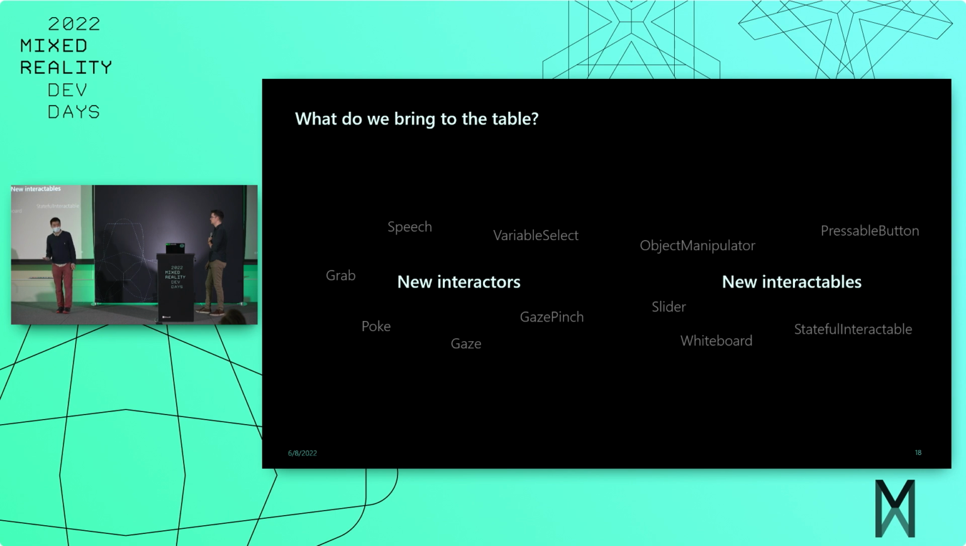Other new interactors that we've created are interactors that have an idea of variable selectedness. So you can do a half pinch, kind of like a half button press. And that sort of rich interaction is something that we really wanted to take advantage of in the XR space, just because of how analog interacting with your hands or body movements ends up being.